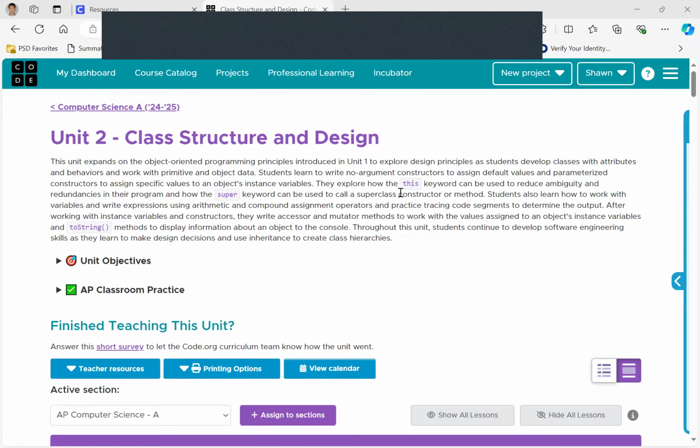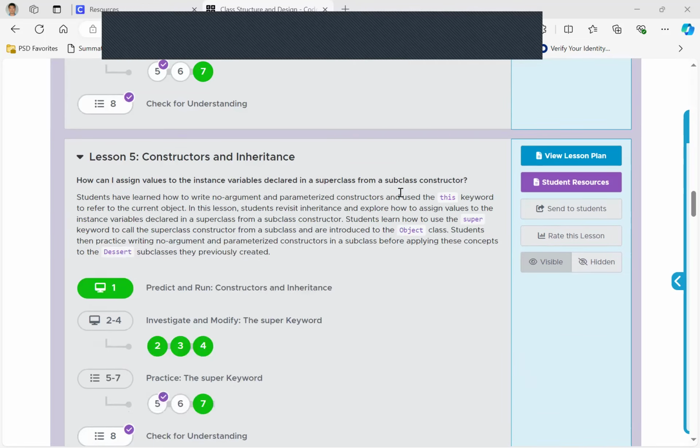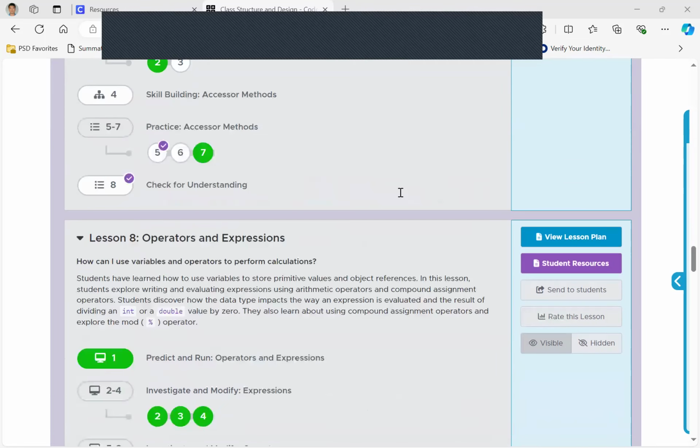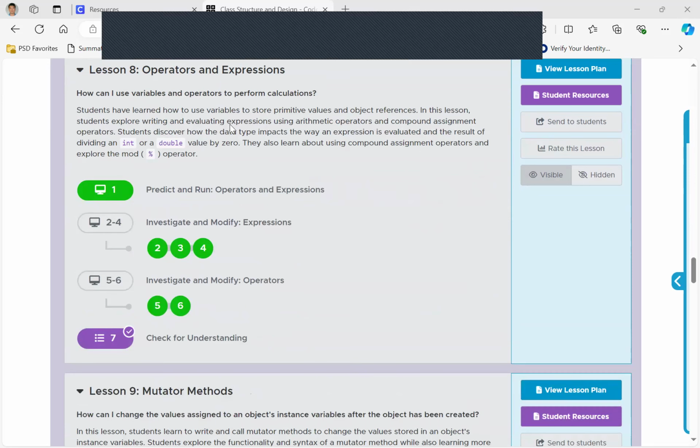Specifically today, we're going to talk about arithmetic operators. So if we go down in lesson 7, we'll go through operators and expressions and look at how we work with numbers and strings, and specifically with numbers, how do we use different arithmetic operators. So let's get going.